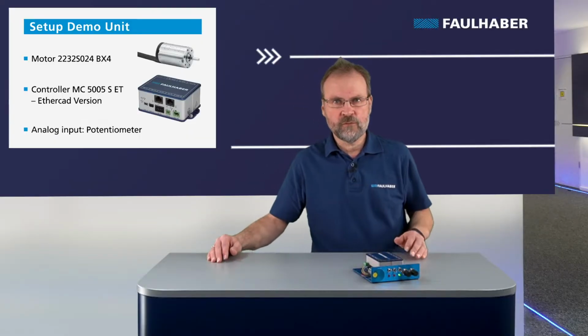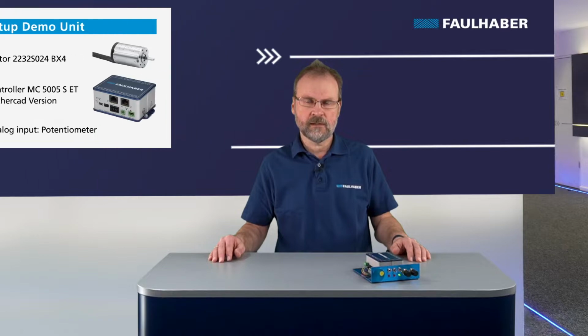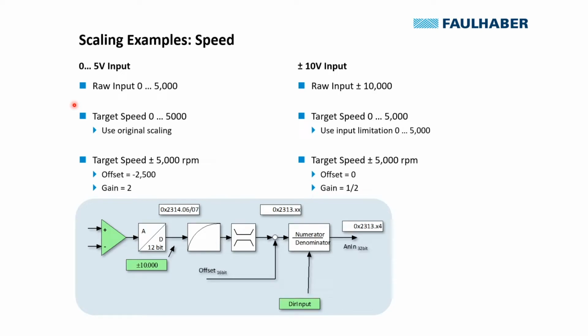I'll give you a few examples of scaling such an analog input in a first single slide, and then I'm going to switch to the live view of the Motion Manager. In my demo unit, the potentiometer is connected to the 5-volt sensor supply at the I/O connector of the motion controller. So the input voltage is in a range between 0 volt and 5 volt, and the raw values would be 0 to 5000 digits.